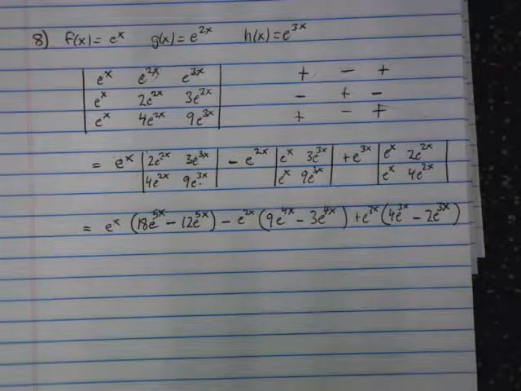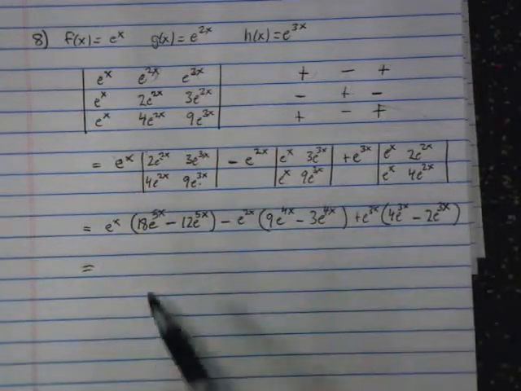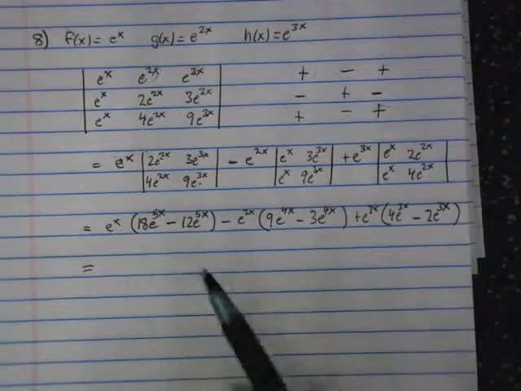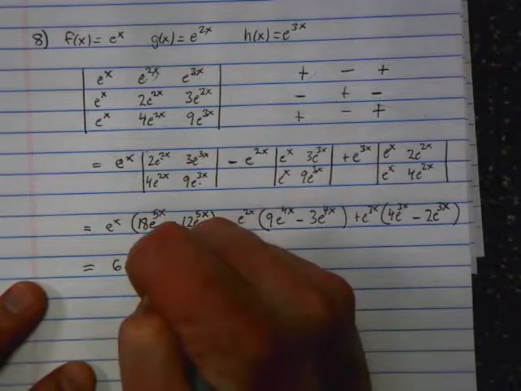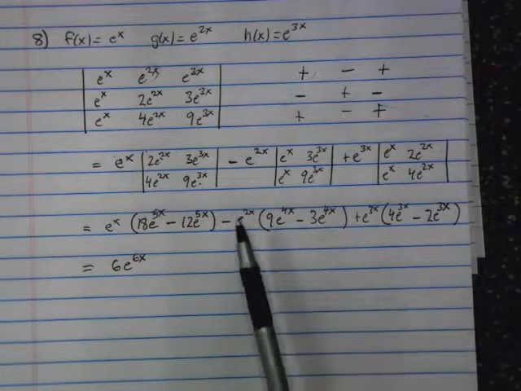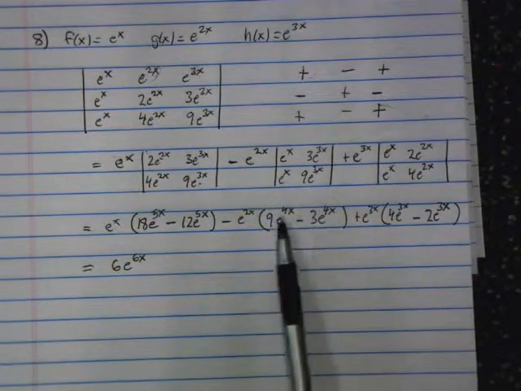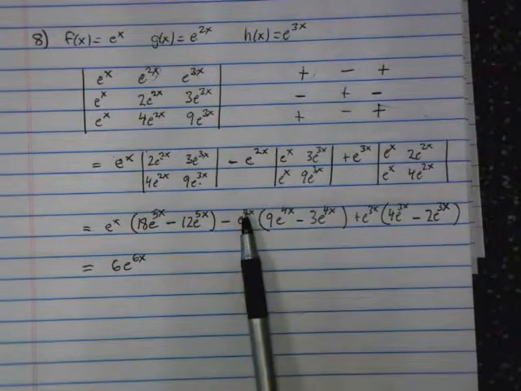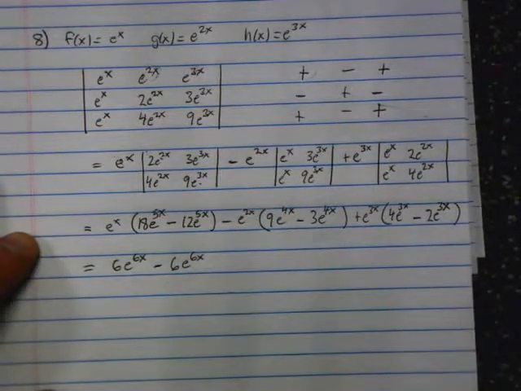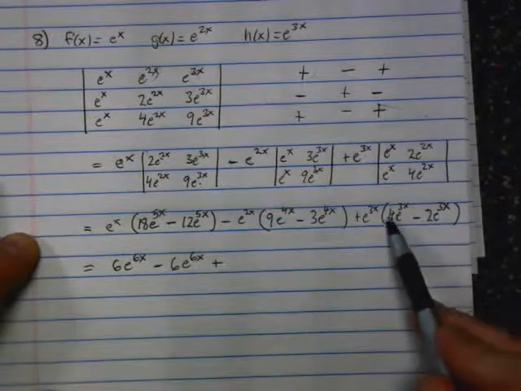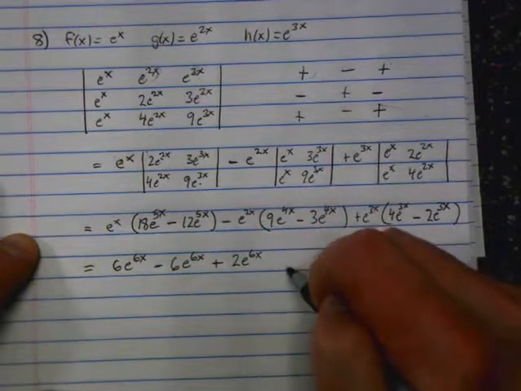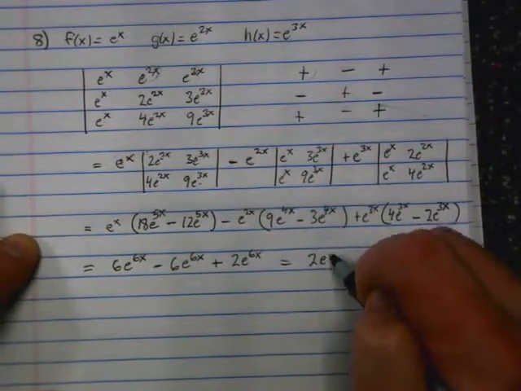Almost done. We simplify everything. We have 18 minus 12 is 6, so that's 6e to the 5x, but then we multiply by e to the x, we get 6e to the 6x. Then we're going to have a minus. That's 6e to the 4x, but we multiply by e to the 2x. That's minus 6e to the 6x. Finally, we have plus. That's 2e to the 3x, but we multiply by e to the 3x. That's 2e to the 6x. We get all done. We get 2e to the 6x.